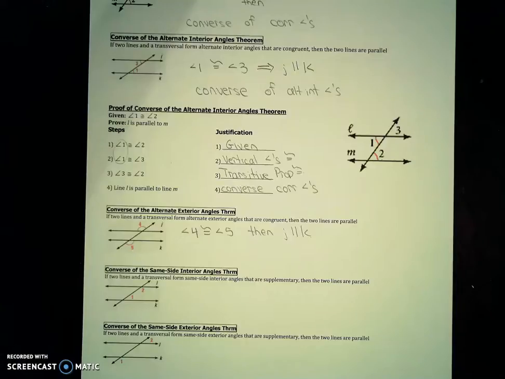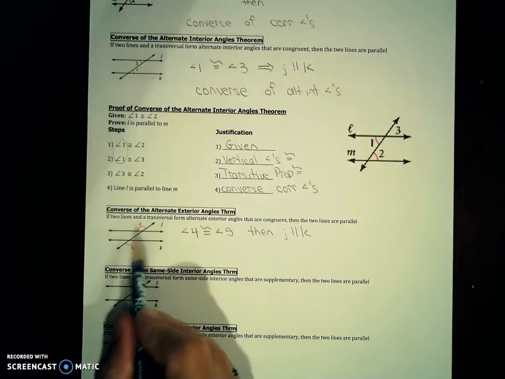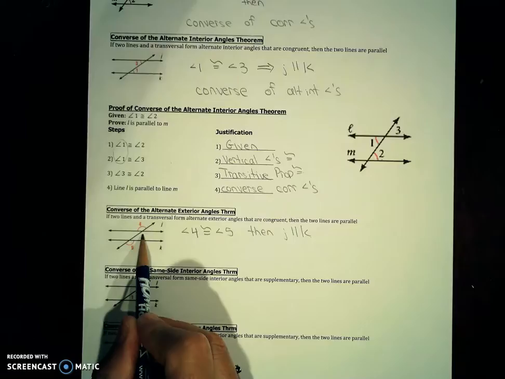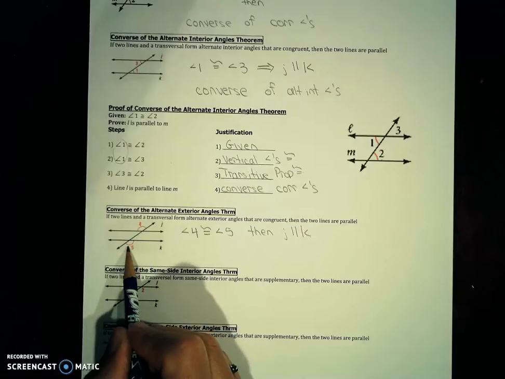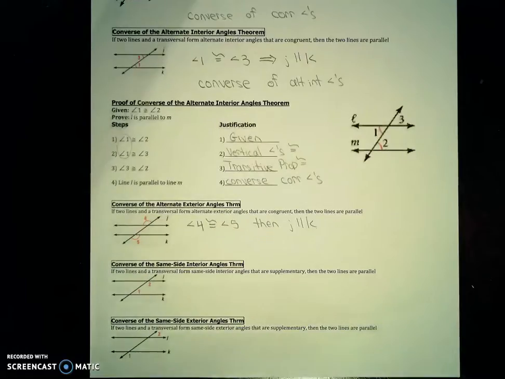And if you think about a basic proof for that, similar to the one that we did above, we could prove that 4 is congruent to this angle here because vertical angles are congruent, and we also know that these two are congruent because they're corresponding. So again, transitive would allow us to prove that angle 4 is congruent to angle 5.